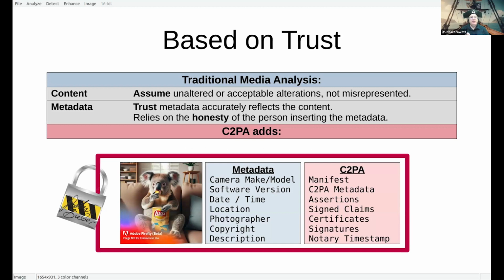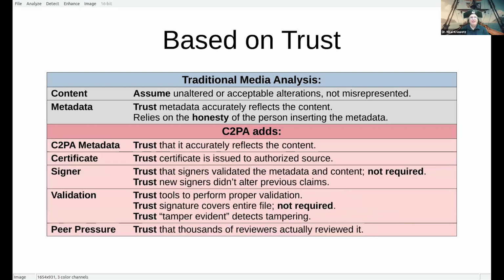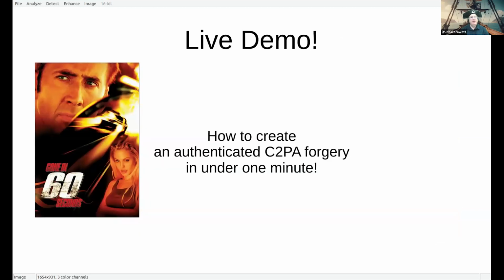On top of this, C2PA introduces more areas of trust. Yeah, lots of new things to trust. Everywhere you see the words assume, trust, honesty, and not required is a vulnerable foothold for an attacker to exploit. To demonstrate how weak this model is based on trust, I'm going to show you one way to create an authenticated C2PA forgery in under 1 minute.